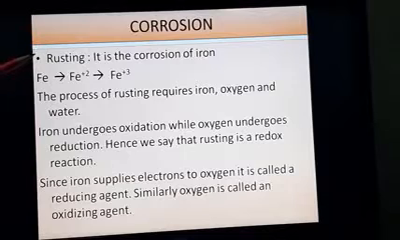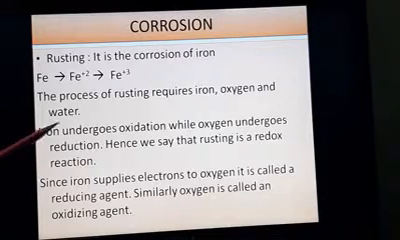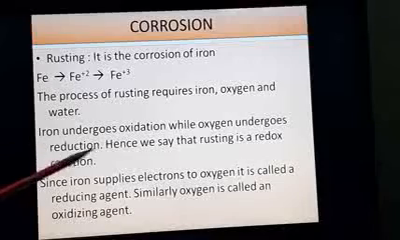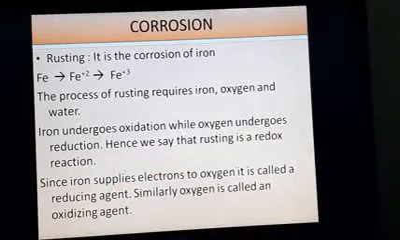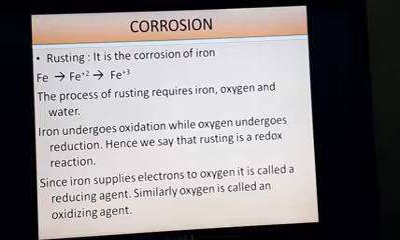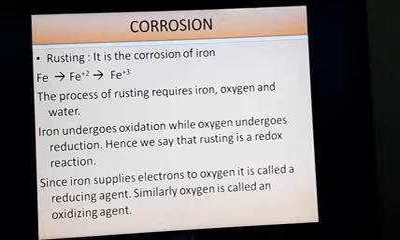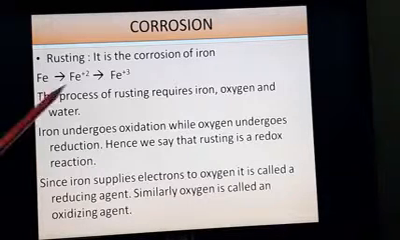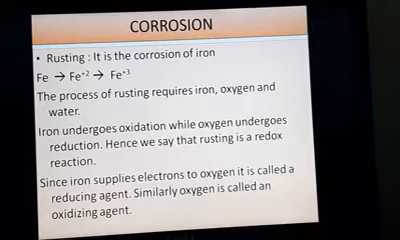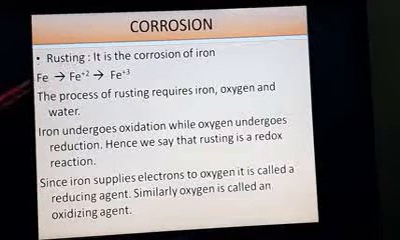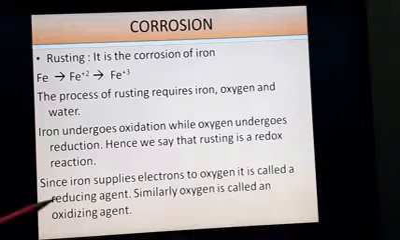Rusting is a type of corrosion where you will be seeing oxidation and reduction both taking place, and hence we can say that rusting is a redox reaction. In this reaction, since iron is going to be supplying the electrons, it gives away the electrons to oxygen. Iron, we say, is getting oxidized, while oxygen receives the electrons and gets reduced. So since iron is supplying the electrons, it's an agent or a helper, and therefore it's called a reducing agent. Similarly, oxygen will be called an oxidizing agent.